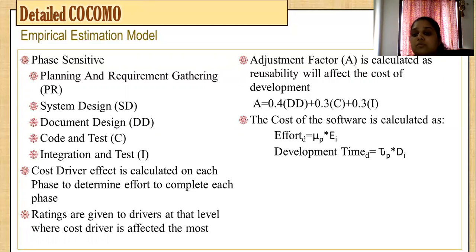Now what is mu p and tau p? Mu p is nothing but the adjustment factors which affect the different phases, like your life cycle phase, requirement phase, document design phase. All the ratings which you are giving at that time will come under mu p, and whatever ratings you are giving in your development time for these phases will come under tau p.